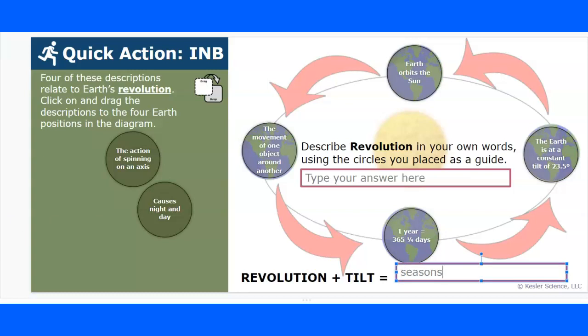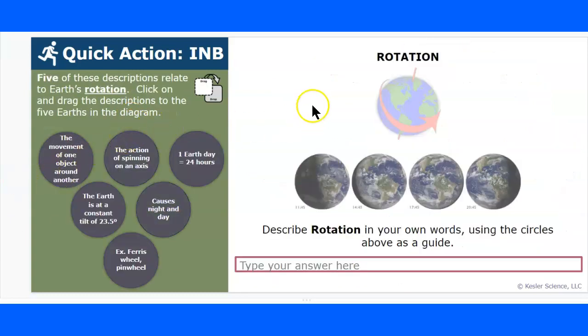All right, slide number 5. All right, now we are going to talk about rotation. Rotation is when Earth spins on its axis. The axis is this imaginary line that goes from the North Pole to the South Pole, and Earth spins counterclockwise around this. So spinning action.